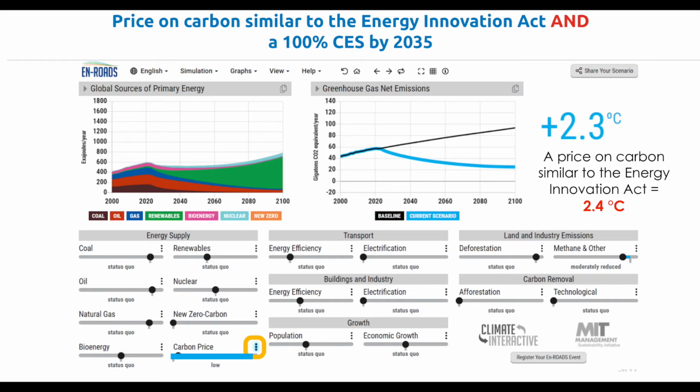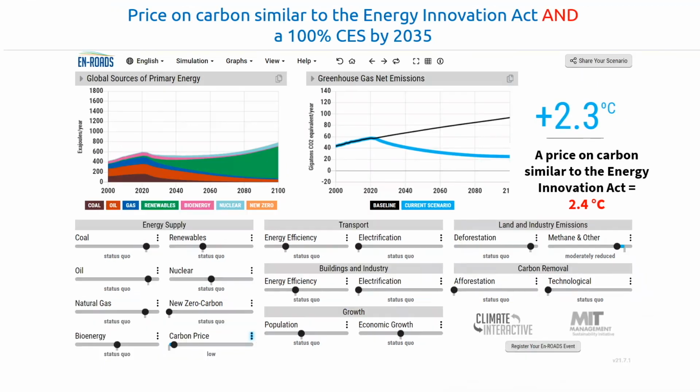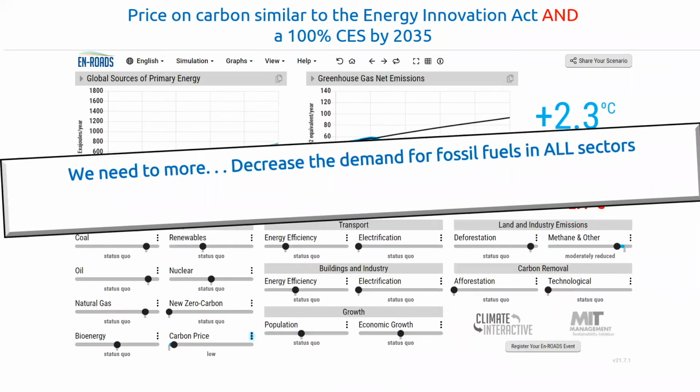So if we were to model that, going back to MIT's En-ROADS, if we were to model both of them, the Energy Innovation Act and the 100% clean electricity standard, we could get our emissions down to 2.3 degrees. Again, just the Energy Innovation Act was 2.4 degrees. But you know what? We've got to get down to 1.5 degrees. So we still need to do more. And that's where that economy-wide carbon tax is so important.